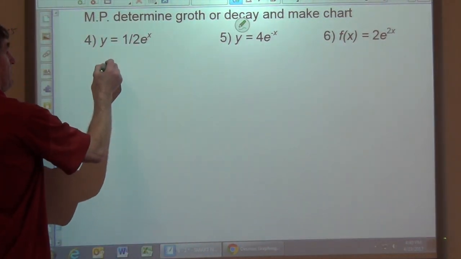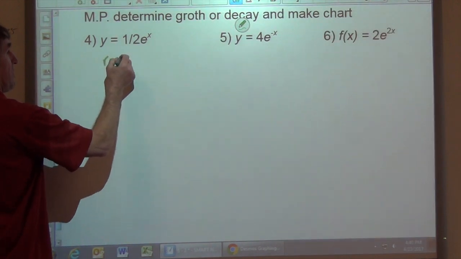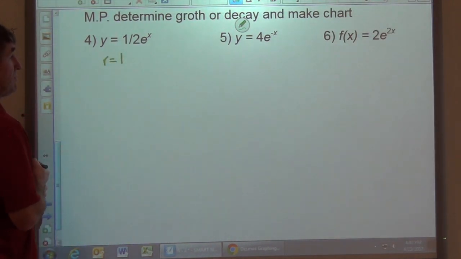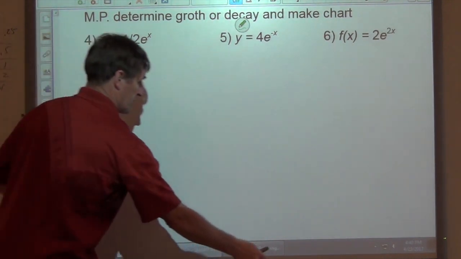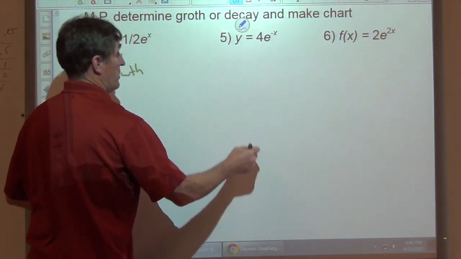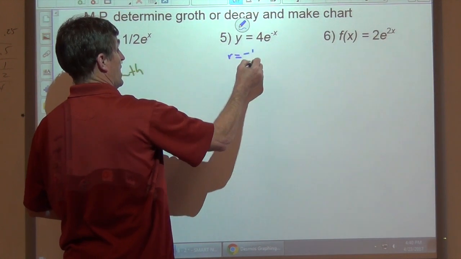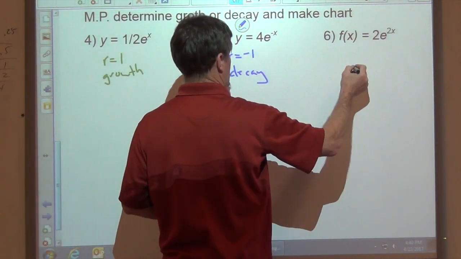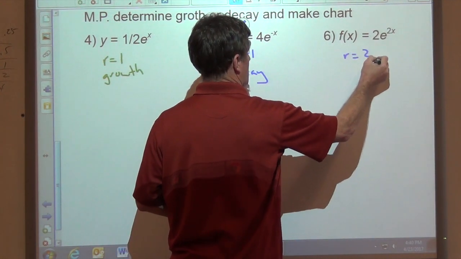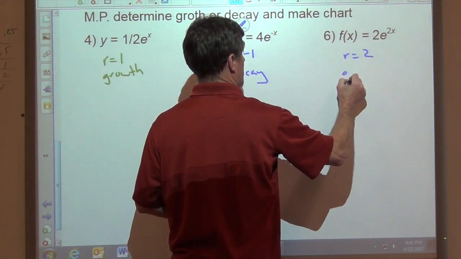So the first one, our r value is 1. So this would be a growth. On the second one, our r value is -1, so that is decay. And our last one, our r value is 2, and so that is growth.